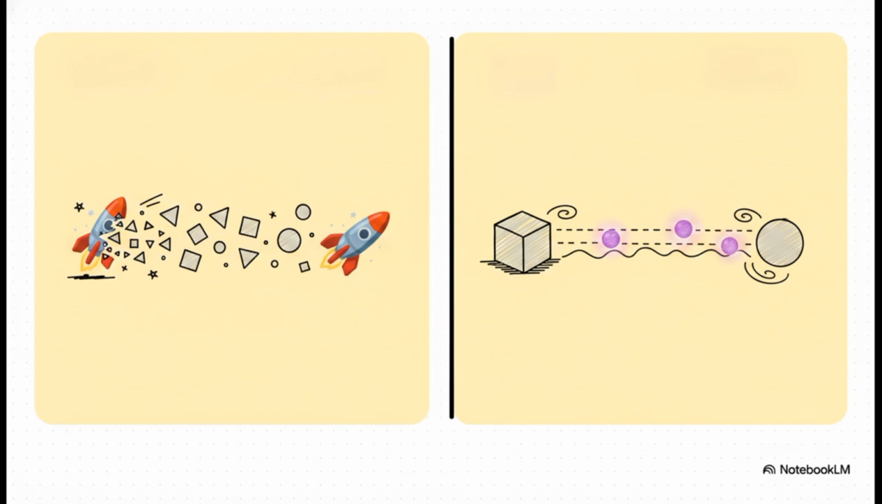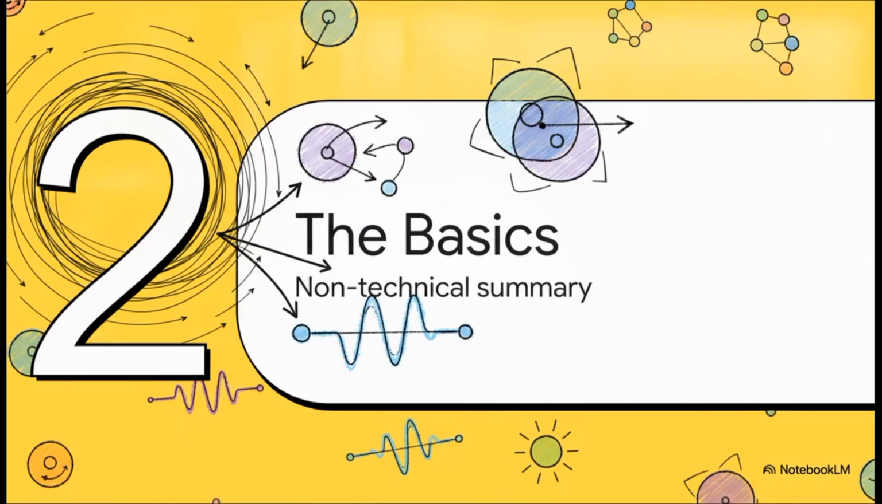Now, what's really interesting about this is that the sender doesn't even need to know the specific quantum state they're transferring. And because this whole process requires sending traditional, classical information right alongside the quantum stuff, it can never, ever happen faster than the speed of light. Moving on to Section 2, the basics. Let's do a quick, non-technical summary.